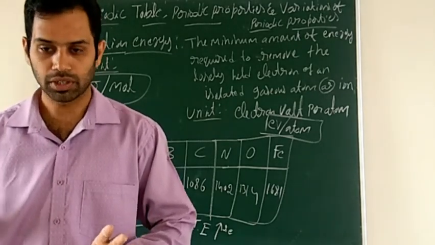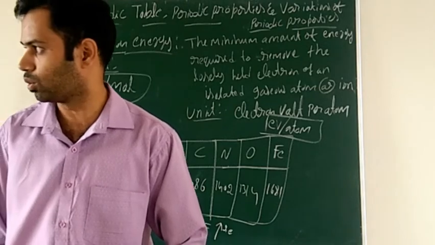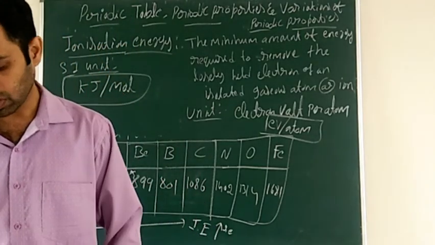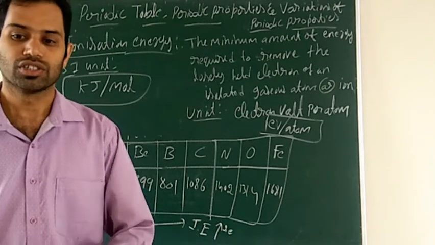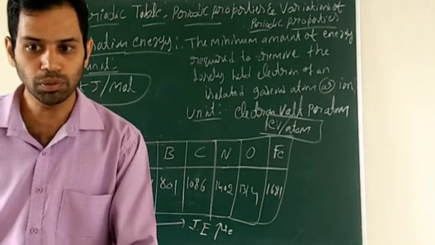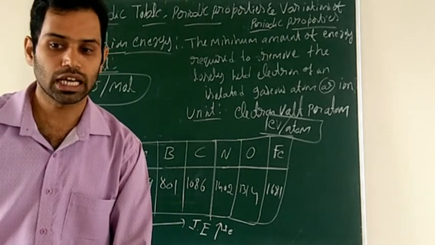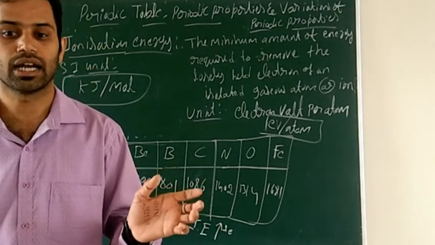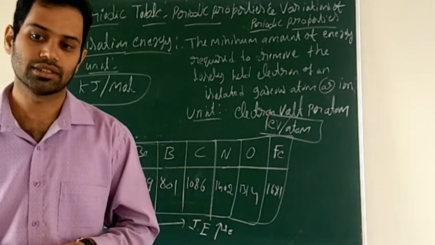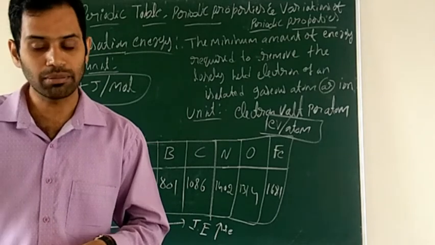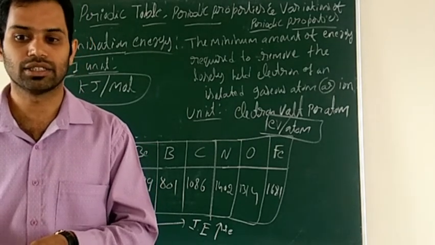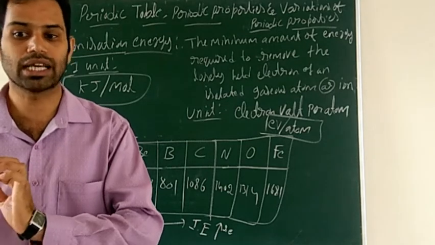Next, down the group. What will happen to the ionization energy down the group? We know already that as we move down the group, from top to bottom, atomic size increases. It means the nuclear pull is getting less when compared to the atomic size.